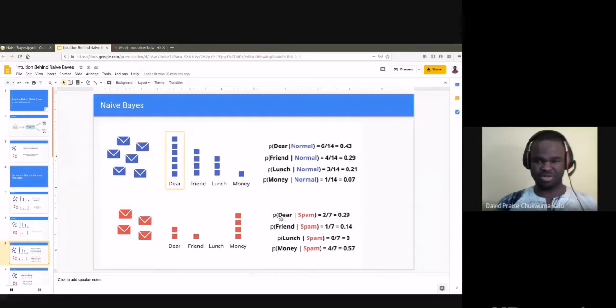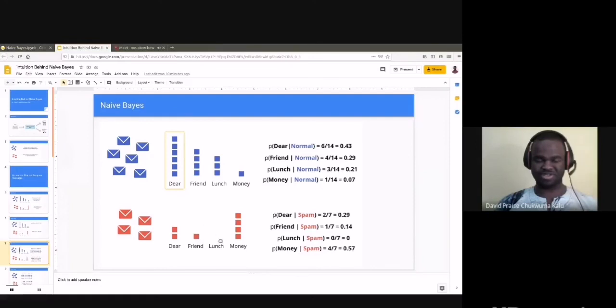So for the spam message, what's the probability that we got the word dear given that it's from a spam message? That's 2 out of 7. And do the same thing. What's the probability that we got the word friend given that it's from a spam message? That's 1 divided by 7. And for lunch, it's 0 divided by 7 because they're not recurrent.